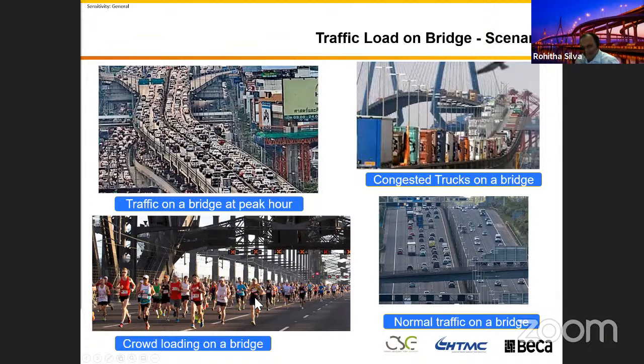Instead of once in a year, there is a 42-kilometer run or 20 runs, and then people are running. It's a massive bridge people use for running. It's for the crowd loading. You have to design the bridge for that loading.